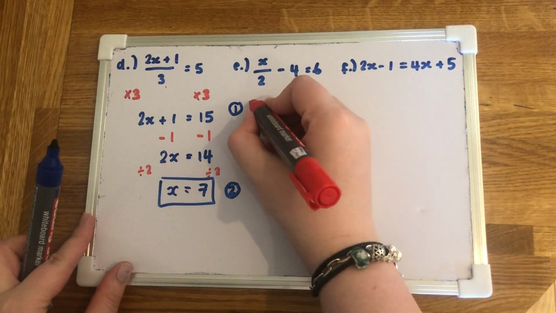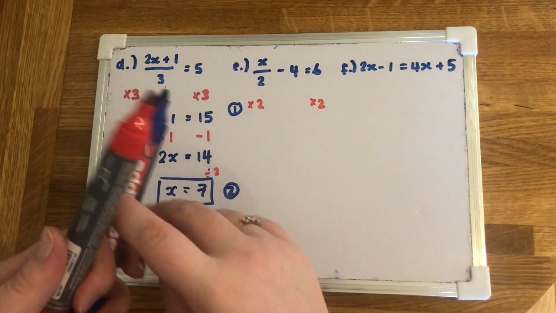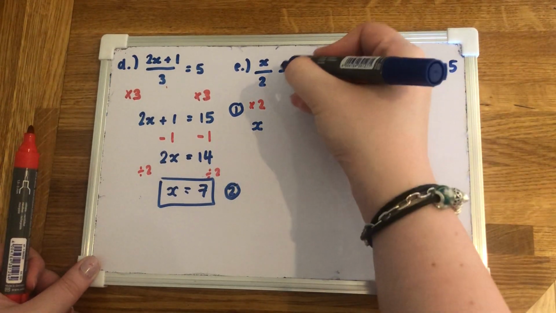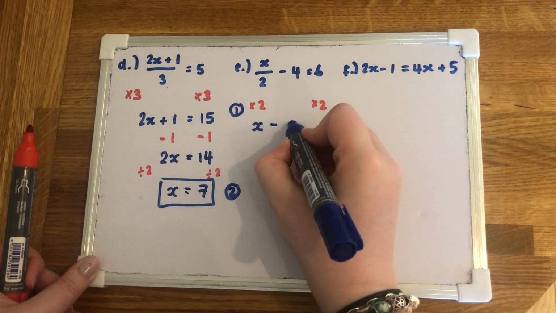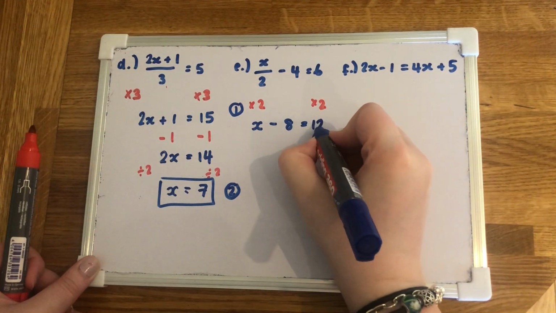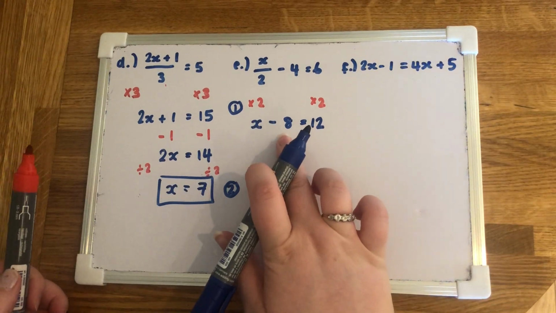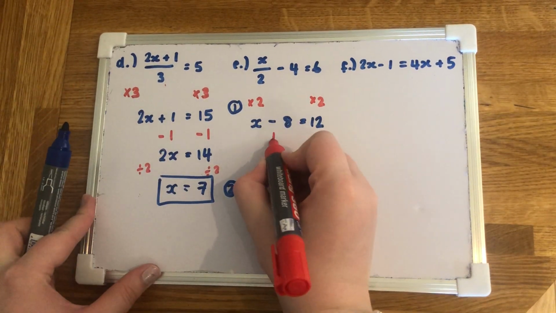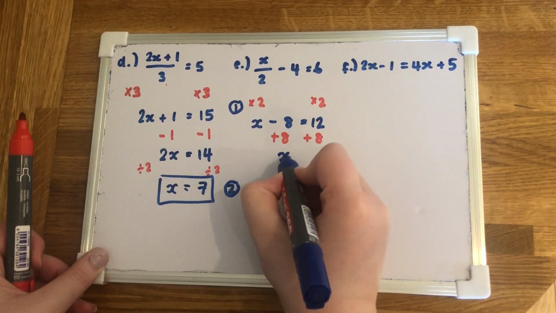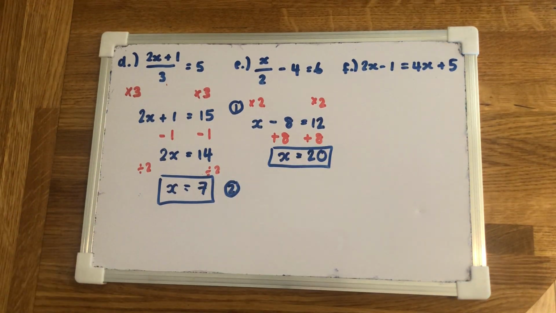So, first thing we'll do is multiply everything by 2. And that does mean absolutely everything. So this multiplied by 2 would just give us x. Negative 4 times by 2 would be negative 8. And 6 multiplied by 2 would give us 12. Okay, and then to finish off, we want just x, we don't need this negative 8, so I'm going to add 8 onto both sides, which gives me x is equal to 12 add 8 is 20. Okay, so that's one way of doing it.